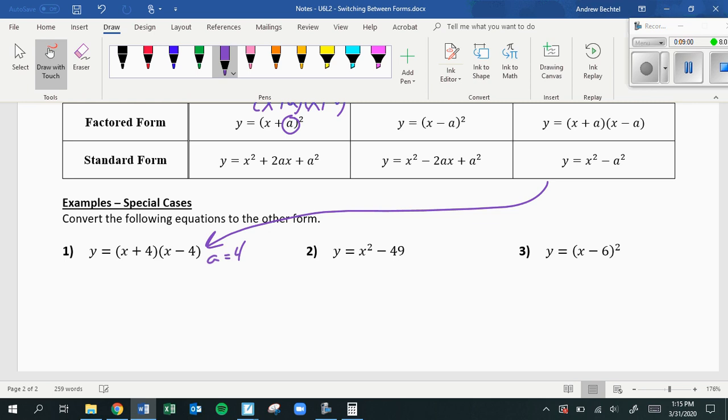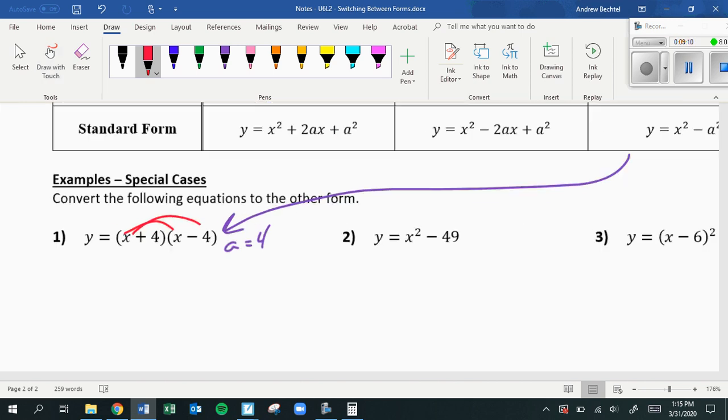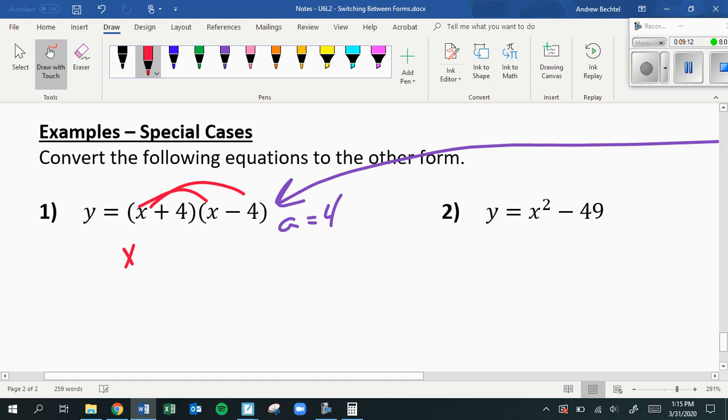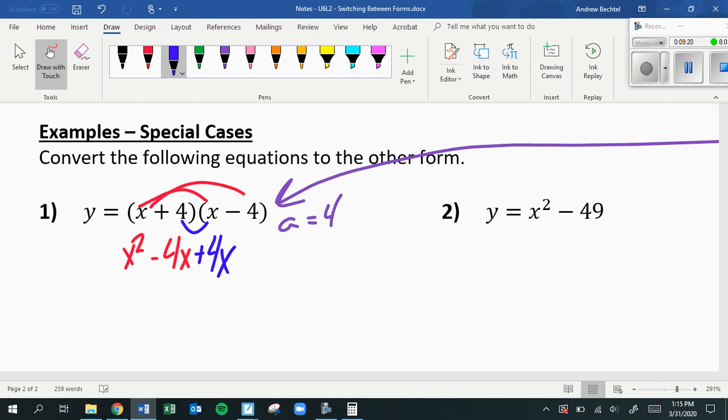That may help us if we try to use this rule directly. If we go about this the way we always have, we can still use our double distribution. X times x gets you x squared, minus 4x, plus 4x. So there are those 2 x's that are going to cancel. And then if we do 4 times -4, we get -16.